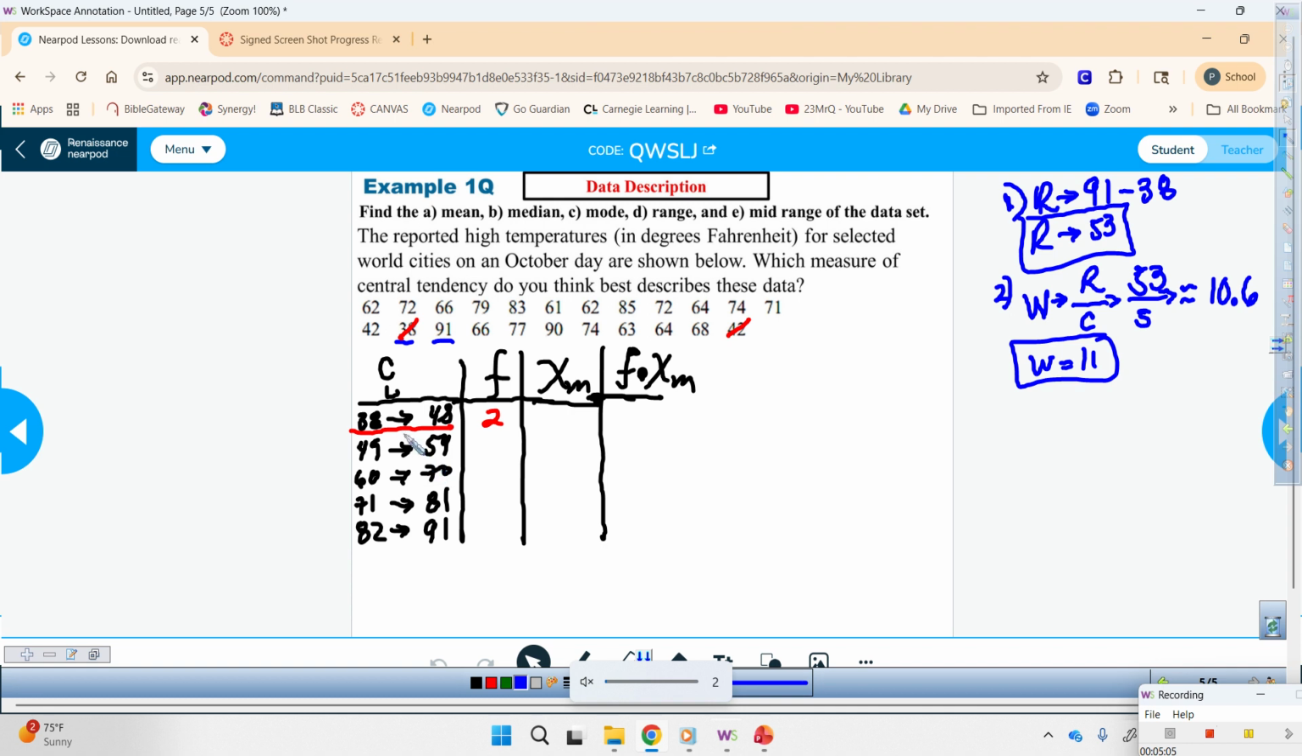49 to 59. There's 3 of them? Where at? 42. I did that on purpose so you guys were paying attention. Alright, so it's 3. 3. Alright, 49 to 59. Let's see. 49 to 59.